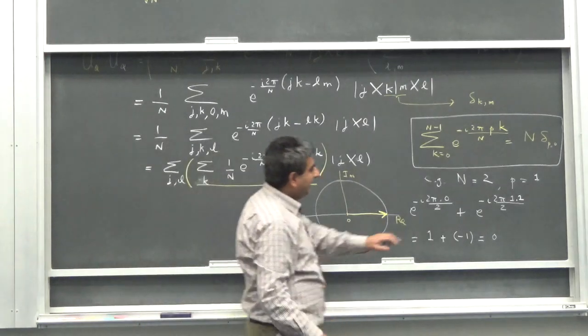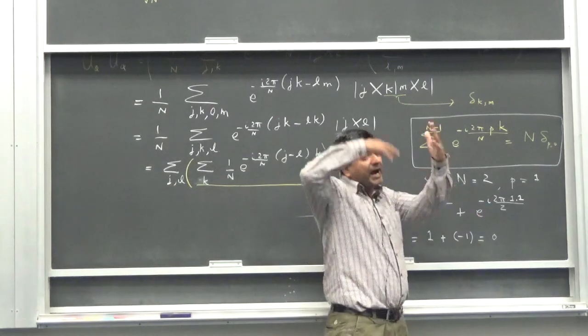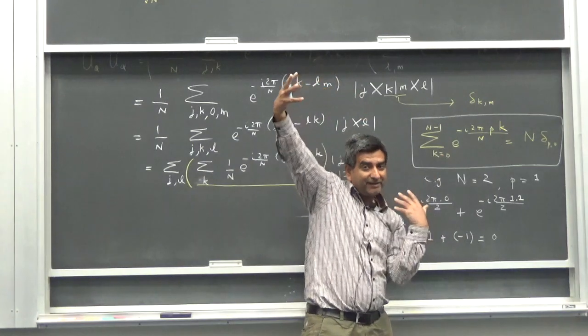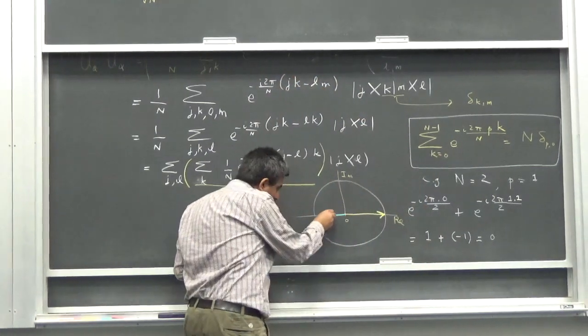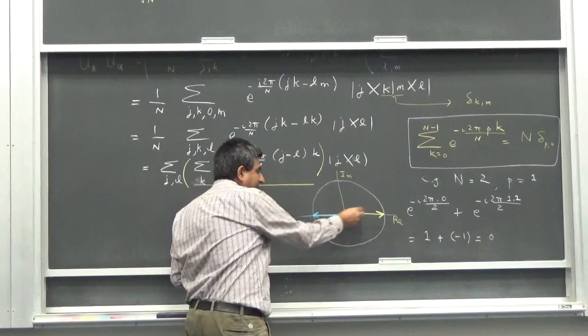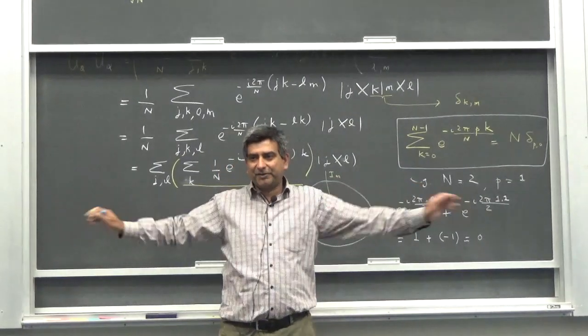This number is e^(-iπ). So its phase is π. This number would lie here. So when I take the vector sum of these phasors, I will get 0.